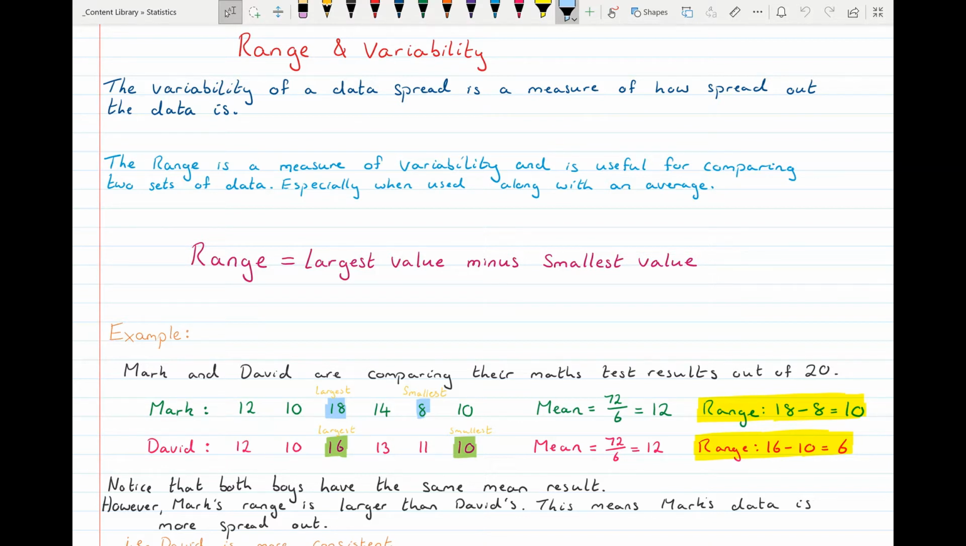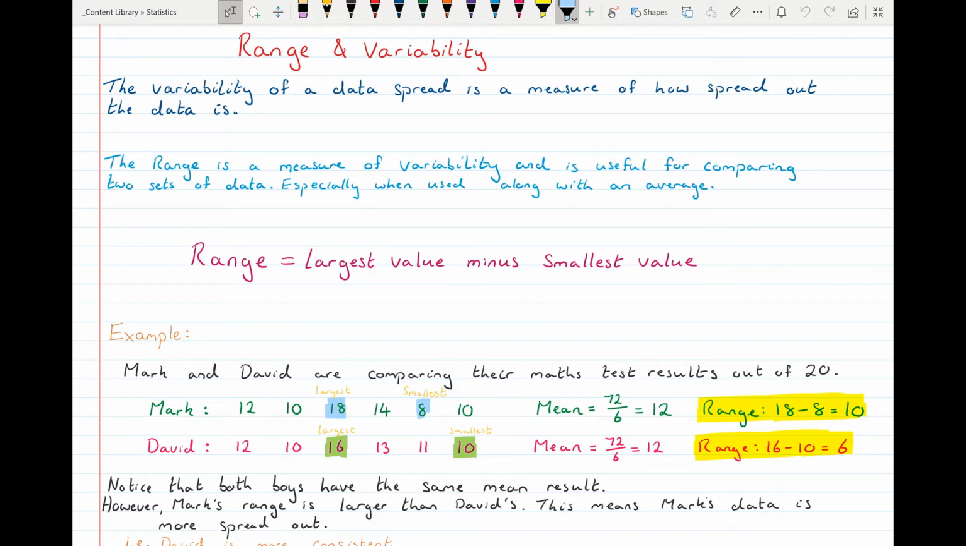The range is found by getting the largest piece of data and the smallest piece of data and taking them away from each other. So the range can only be found when we have numerical data, numbers. We can't do it when we have categorical data, because you can't take away brown hair from black hair. It has to be numbers.